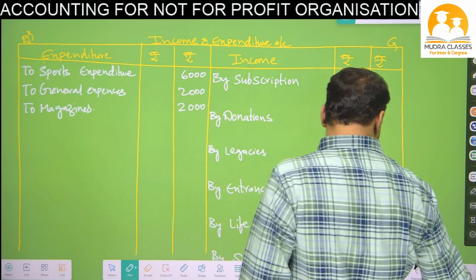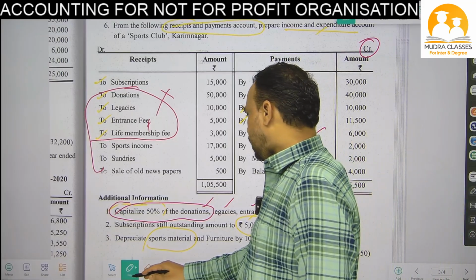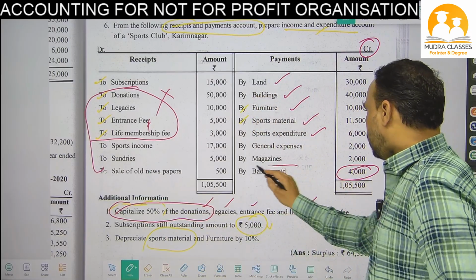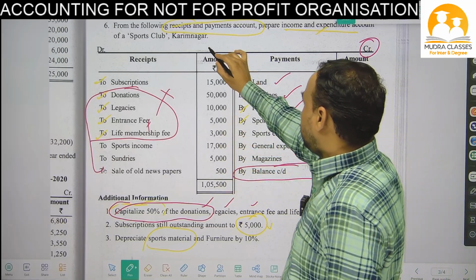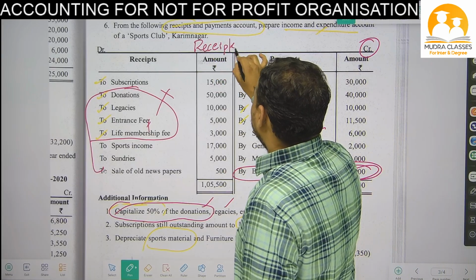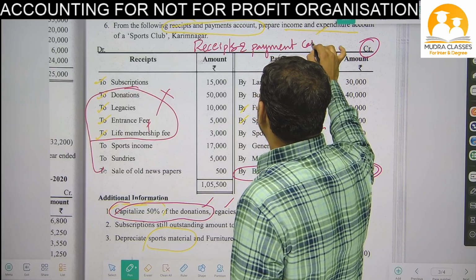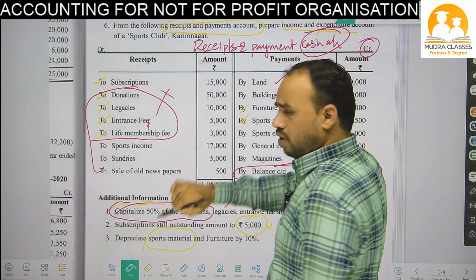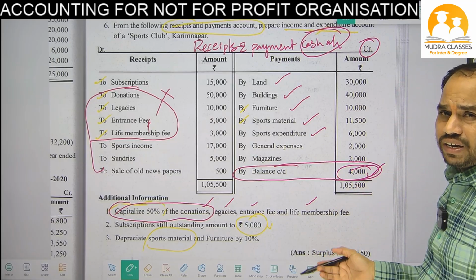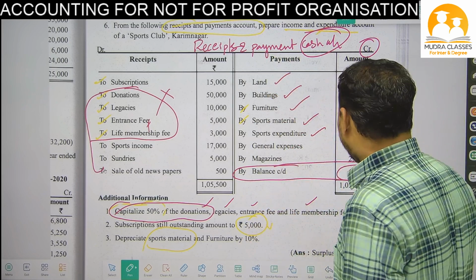Okay, now see, this closing balance we will not write, beta. Why will we not write? Because receipts and payments account is nothing but which account? This one. This is the receipts and payments account. So receipts and payments account is nothing but cash account. Cash account closing balance means it is an asset. So the receipts and payments account closing balance is an asset, so we will not write it.